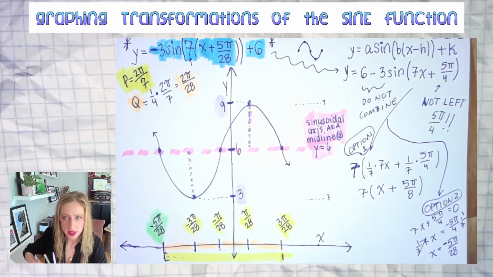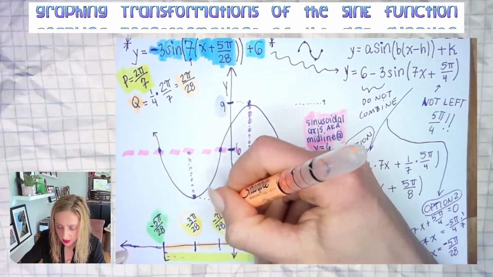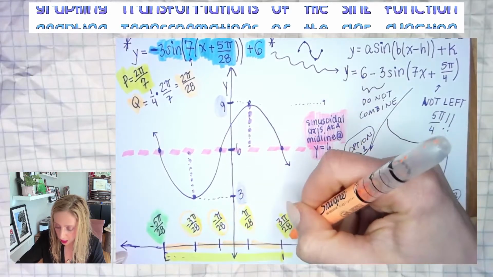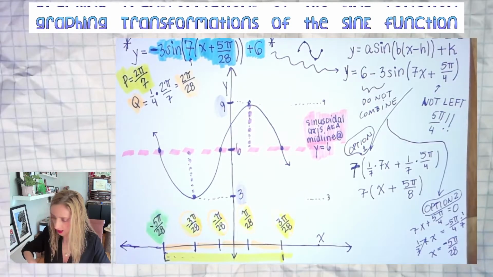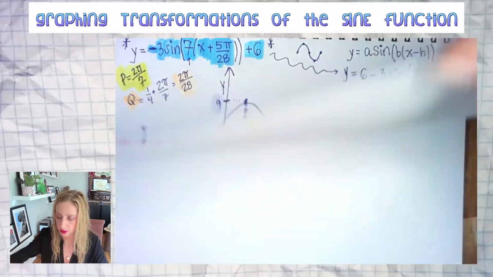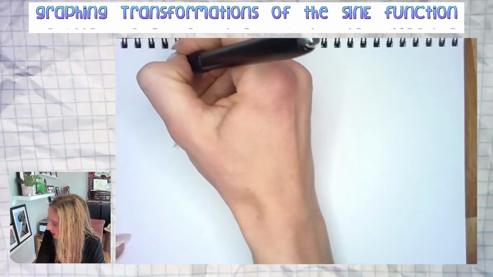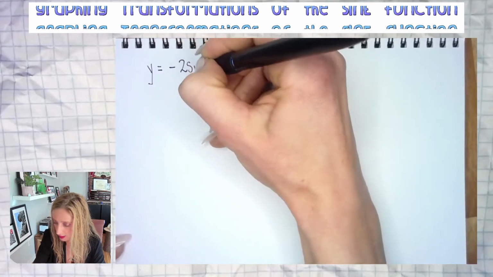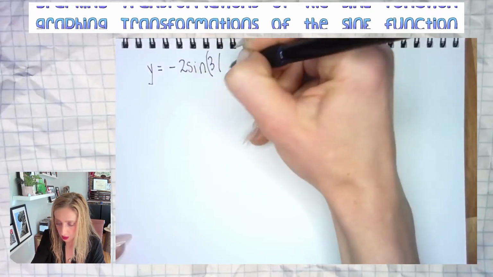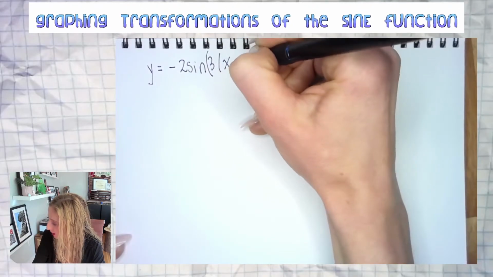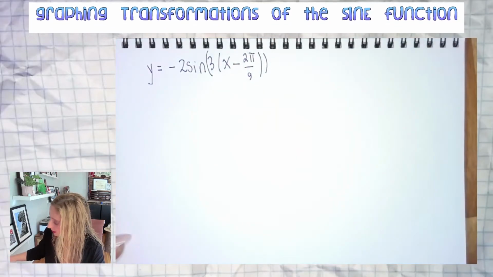So I hope that you found this helpful. I hope that you think you have a bit of an understanding. So I would like you to try an example on your own. The example I would like you to try is as follows. Y equals -2 sine 3 times, could go like this, x minus 2 pi over 9 plus 5.